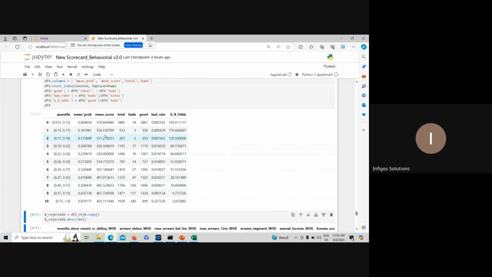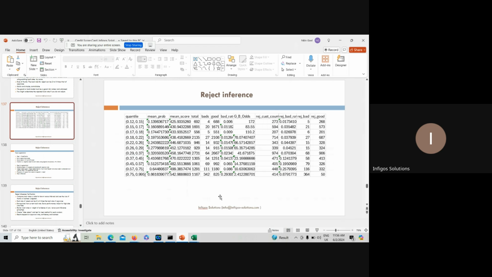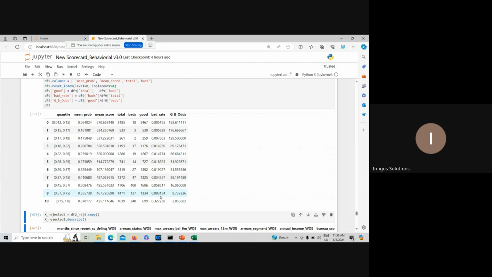We got this table, which is half of this table. So it has bad rate, good, bad, total, mean score, mean probability, quantile. Okay. Are you guys following?